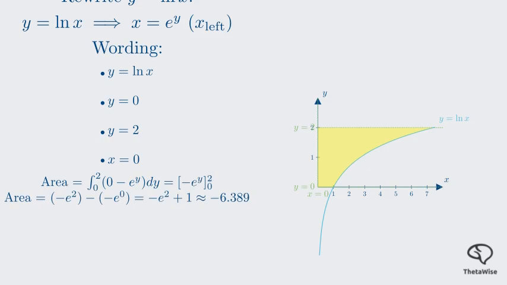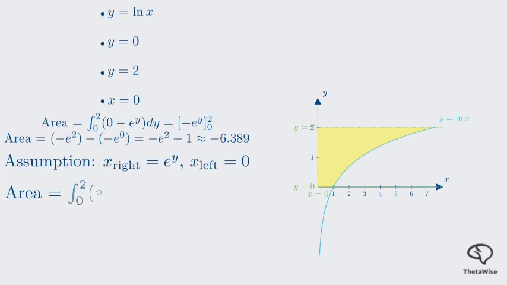It's highly probable the question meant the area between y equals ln of x and the y-axis, from y equals 0 to y equals 2. In this case, the rightmost boundary is y equals ln of x, which we rewrite as x equals e to the y, and the leftmost boundary is the y-axis, or x equals 0. Let's assume this was the intended problem. In an exam, if you encounter such ambiguity, state your assumption clearly. So we'll assume x right is e to the y and x left is 0.